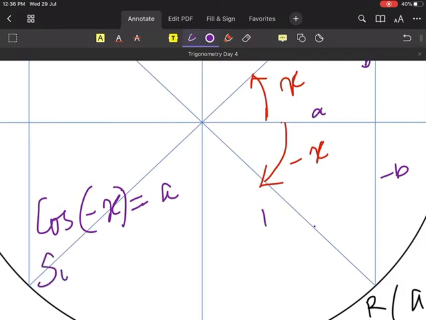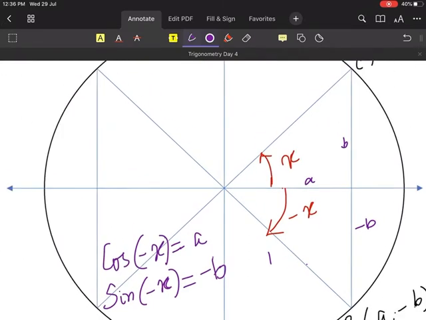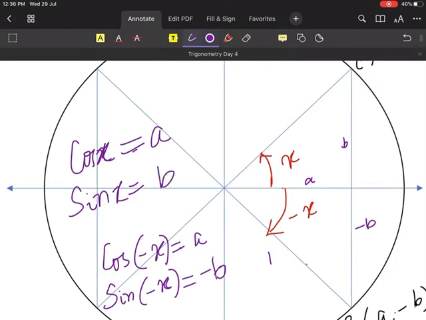Now, sine of minus x is how much? It is perpendicular, so it's minus b. Yes, minus b. Now from this triangle, for this triangle the angle is x, no more minus x. For this triangle cos x is a, and sin x is b. Yes or no?